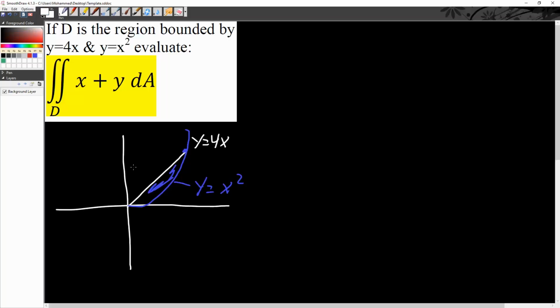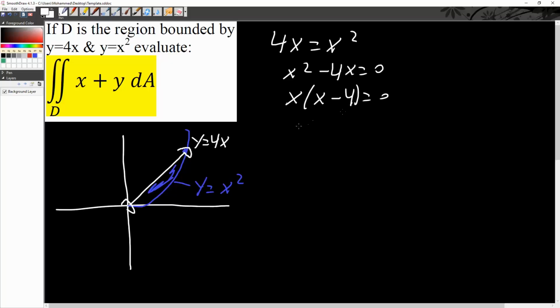In order to solve, we are going to want this point here and this point. We know this point is 0, 0, but the important one is this. In order to get that point, we will set 4x equal to x squared. So we can say x squared minus 4x is equal to 0. If we factor out x, we get x times (x minus 4) equals 0. So we know the points are x equals 0 and x equals 4. So this right here would be x equals 4.